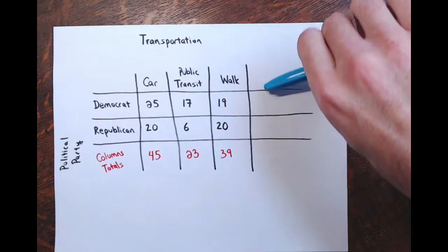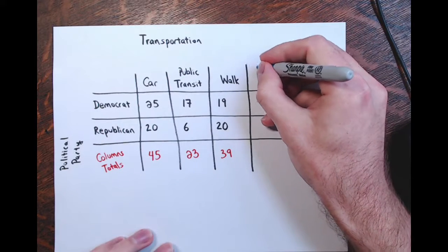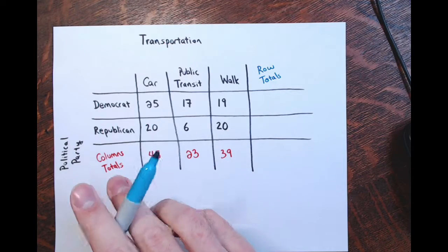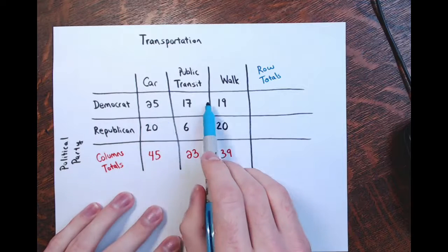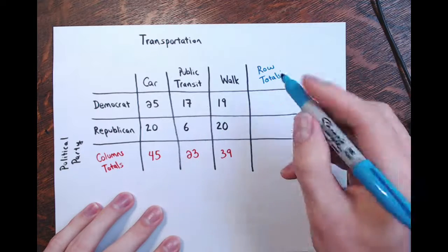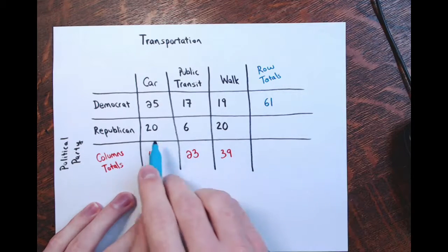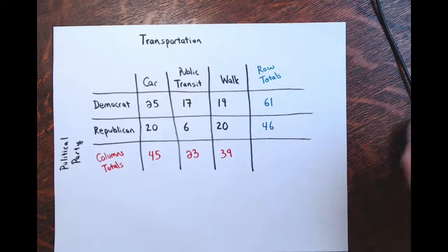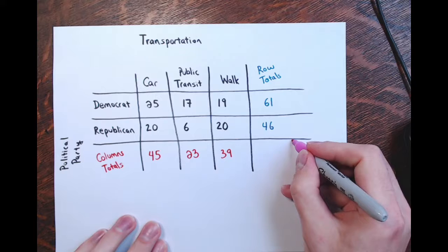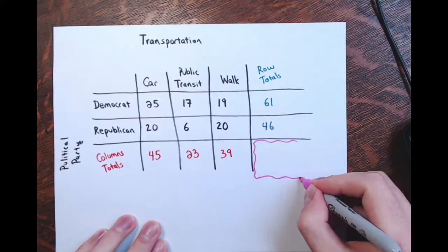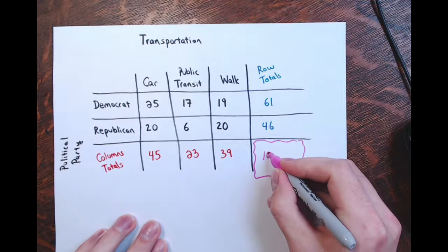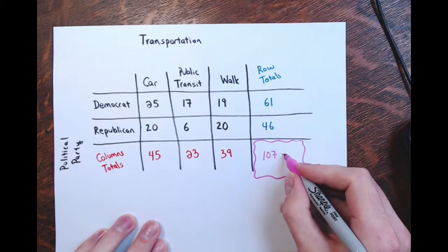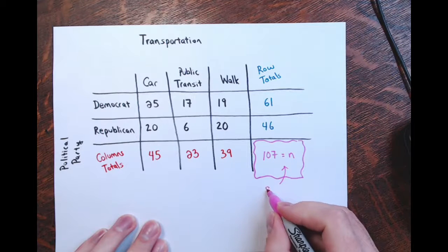And then down this last column here, I'm putting the totals of these rows. So of these people that were surveyed, 61 of them, that's 42 plus 19, is 61, were Democrats, and 46 were Republicans, 20 plus 6 plus 20. And then in the lower right hand of the table, you're seeing the grand total, basically the sample size. How many people were surveyed here? That's 107. Either you do 61 plus 46 or 45 plus 23 plus 39. And this is usually called lowercase n, the sample size.